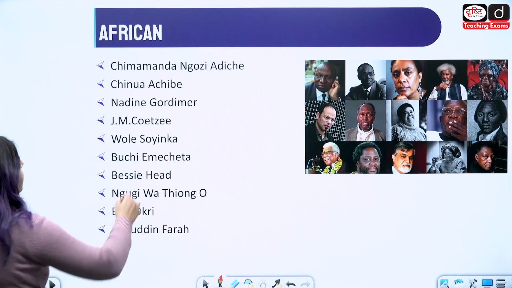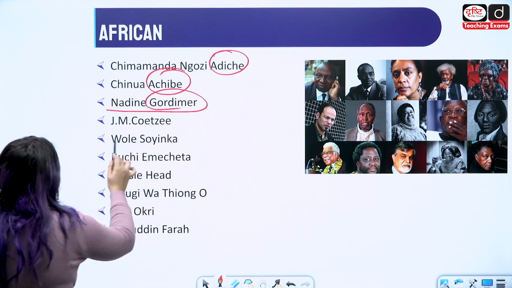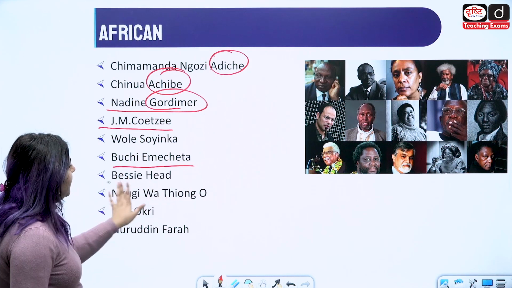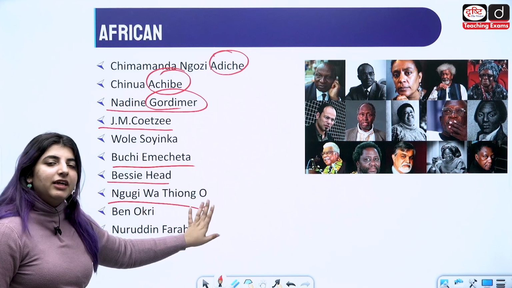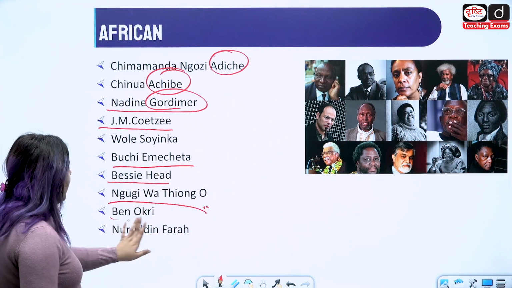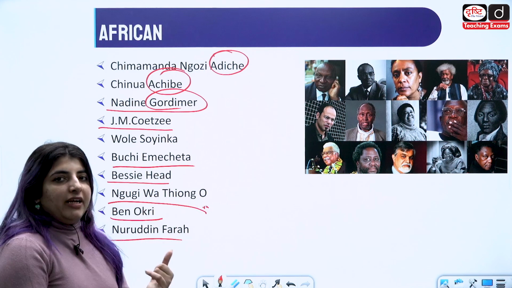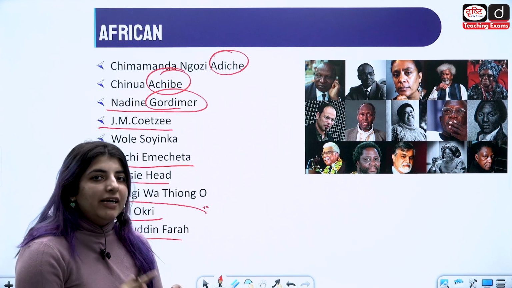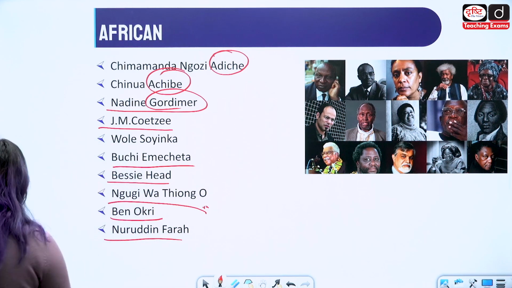Then in African, we have Adichie, Achebe, Nadine Gordimer, J.M. Coetzee, Soyinka, Buchi Emecheta, Bessie Head, Ngugi wa Thiong'o. Multiple times questions have been asked related to the essays as well. Ben Okri, Nuruddin Farah. All these writers, majorly the names of the works, and some works where I would tell you guys to read only the summaries of those works, right?